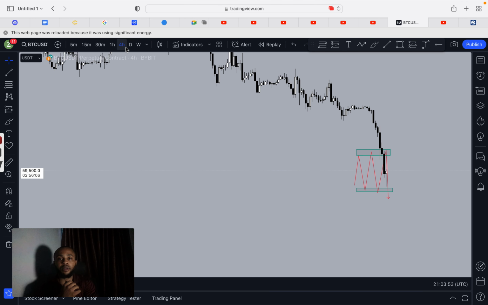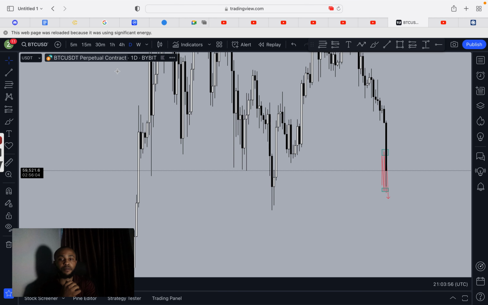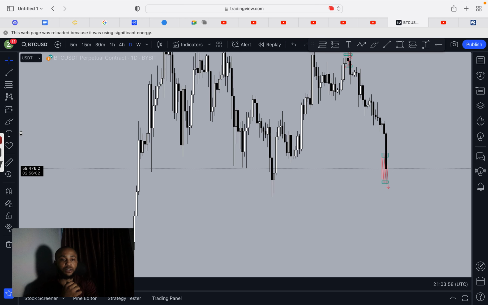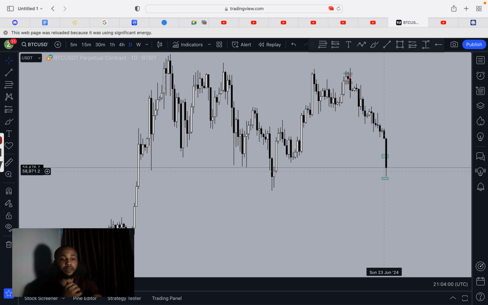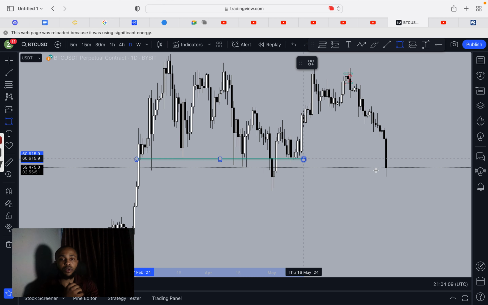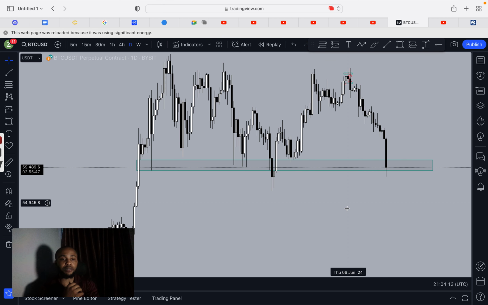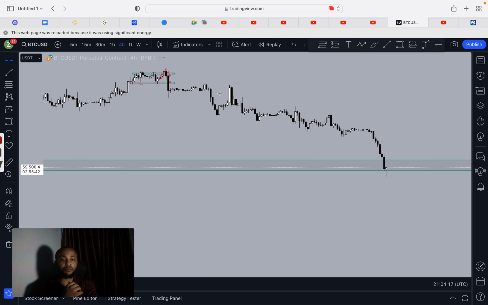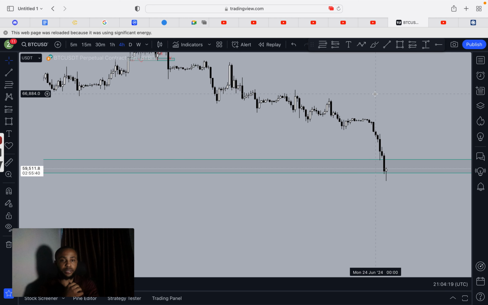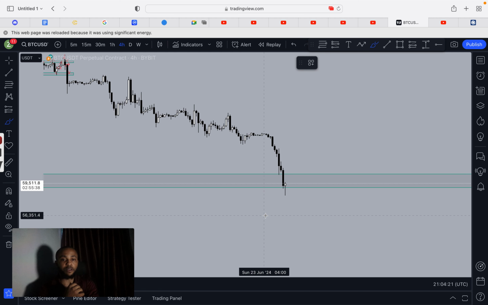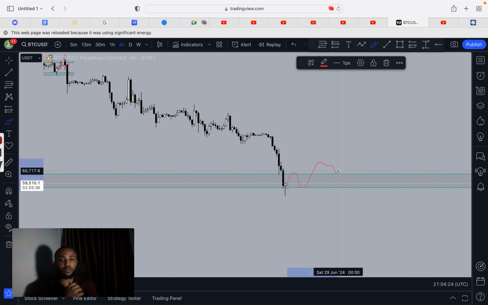So right now, let me go back to the daily time frame. Just like I said, we don't really have anything developing right now. So we just have to wait and see how the week unfolds. I'm going to be updating you guys on WhatsApp. So this is our support now, right? Price is back to our support. We'll go back to our lower time frame and see how price is going to develop around here. Let's see what is going to happen here.